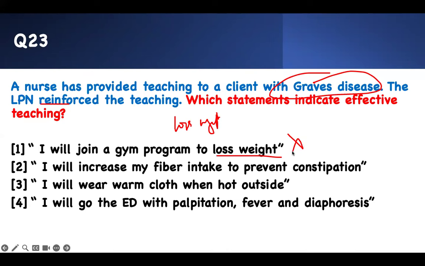I will increase my fiber intake to prevent constipation. They have diarrhea. I will wear warm clothes when outside. They have heat intolerance. Therefore, they should not do that. I'll go to the emergency room with palpitation, fever, and diaphoresis. Yes, this is thyroid storm. Excessive stimulation of the thyroid hormone can do that. And so effective teaching is number 4.